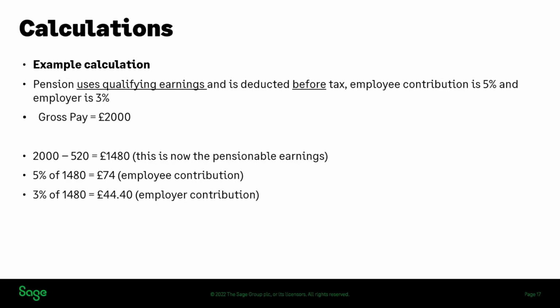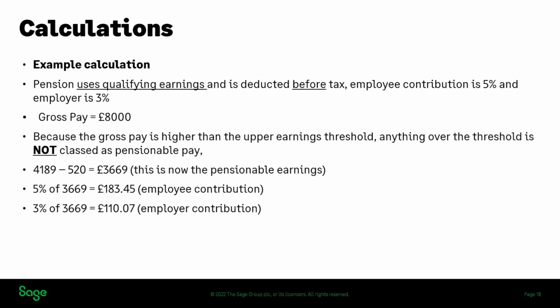You take your gross pay of 2,000, deduct 520, and that gives you 1,480. And that is now your pensionable earnings. In order to get your contributions, you take the 5% and the 3% of 1,480, giving you £74 and £44.40 as your contributions.